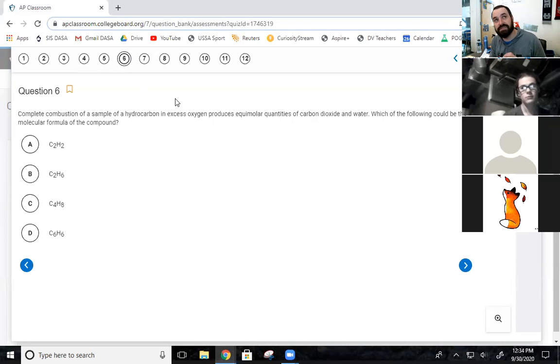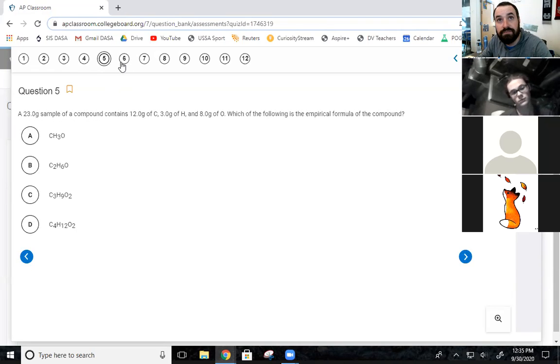Complete the combustion of a sample of hydrocarbon. Wait. So both of these have combustion in them. Let's do number 5. Or wait, I guess this one doesn't have combustion in it, but it tells us what the empirical formula is. So this is an empirical formula question. CH3O, C2H6O, C3H9O2, C4H12O2. A 23-gram sample of the compound contains 12 grams of carbon, 3 grams of hydrogen, and 8 grams of oxygen. Which of the following is the empirical formula of the compound?